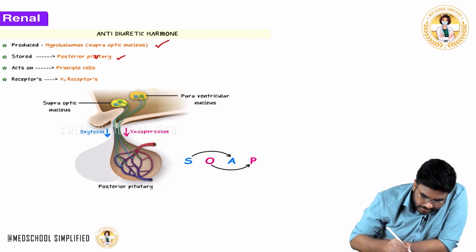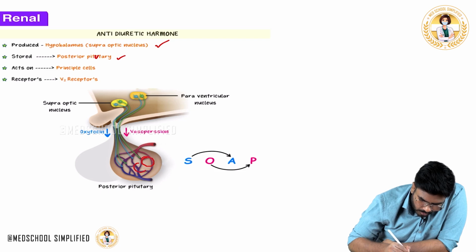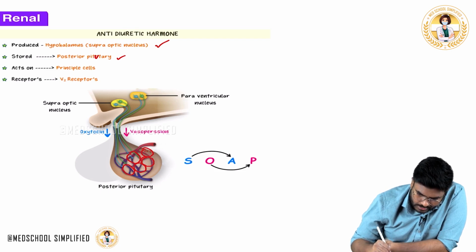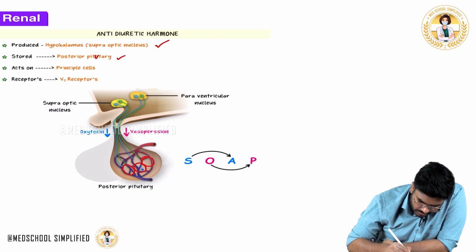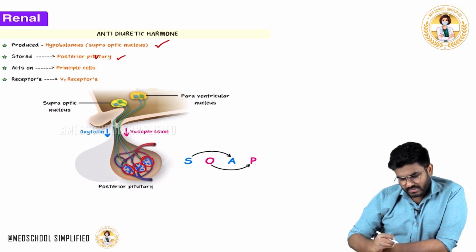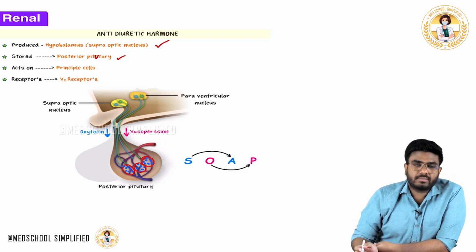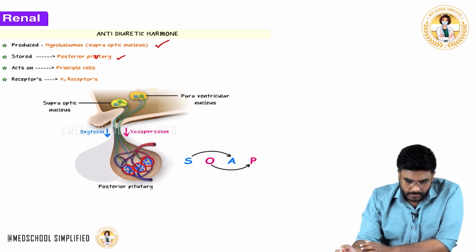In this posterior pituitary, the anti-diuretic hormone is stored inside vesicles. These vesicles are called Herring bodies. The vesicles which store this anti-diuretic hormone are present at the end of the axonal terminal. So, Herring bodies store anti-diuretic hormone.